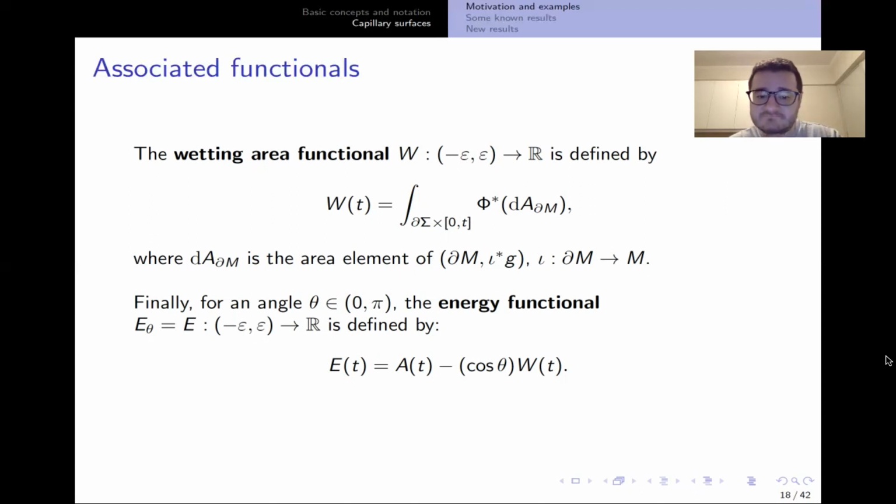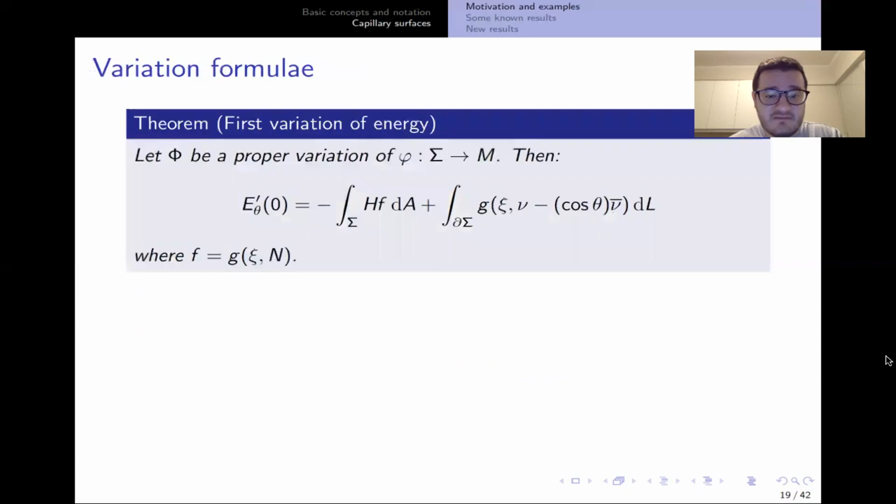And so we take back the theory for free boundary minimal surfaces, where we study the area functional. So we can make a lot of stuff with this energy. For example, we can calculate the first variation, which is the first derivative at time equal to 0 of E theta along a proper variation of fixed immersion phi. And it's given by this nice formula here.